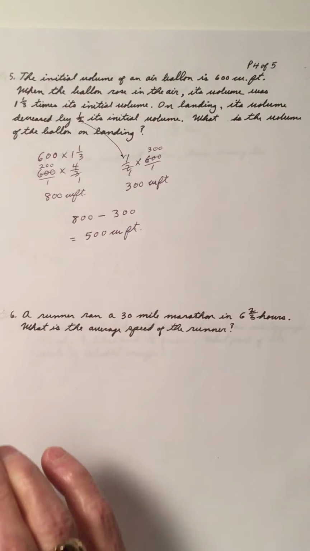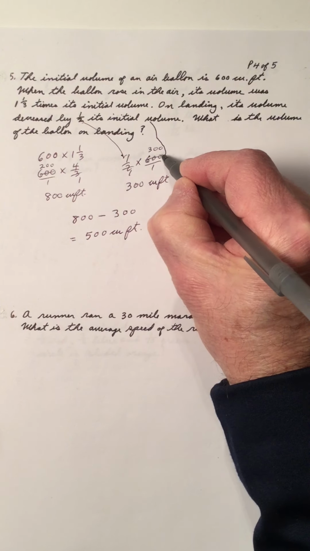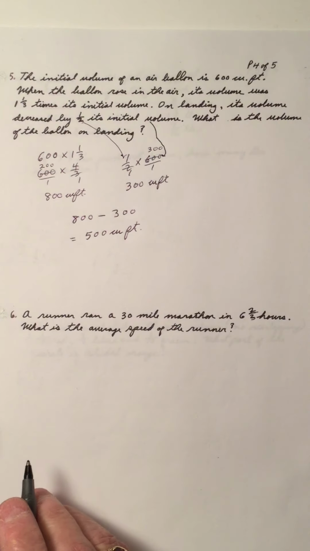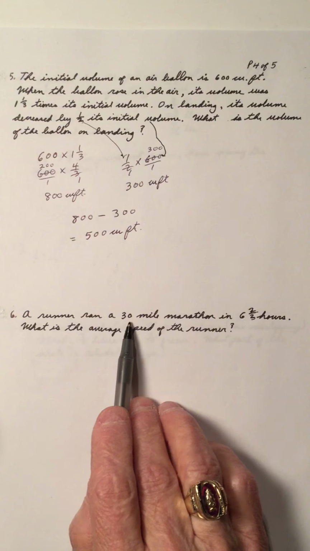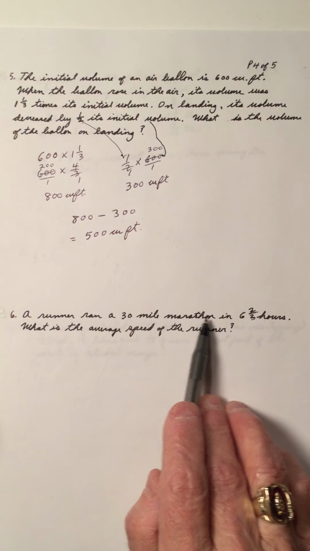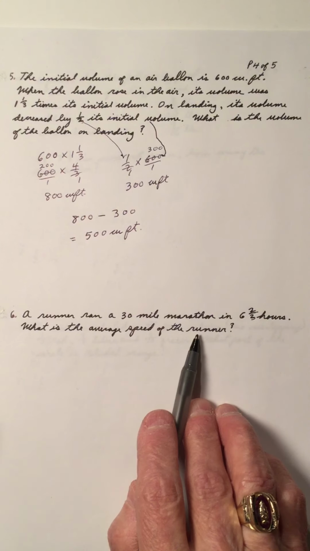Read very carefully. Read the initial volume is 600, half of that. So just be careful. A runner ran a 30-mile marathon in 6 2/3 hours. What was the average speed of the runner?